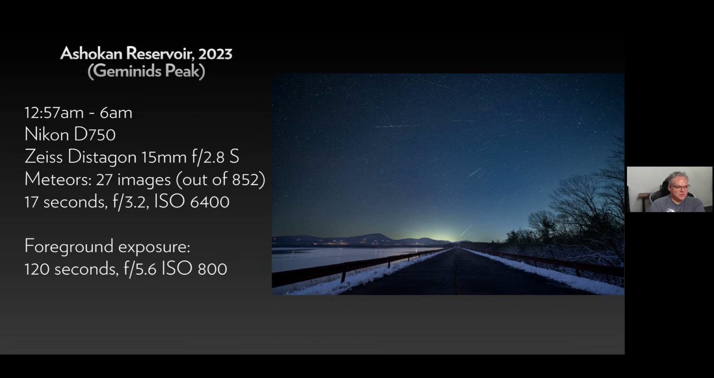to 6 a.m., I shot 852 images, and I only got 27 meteors. I attribute part of that to the light pollution. The other part of it, I'm not really sure, but it wasn't really predicted to be as much as we have this year. It was maybe 40 or 60 an hour, not 150. So one longer foreground exposure.